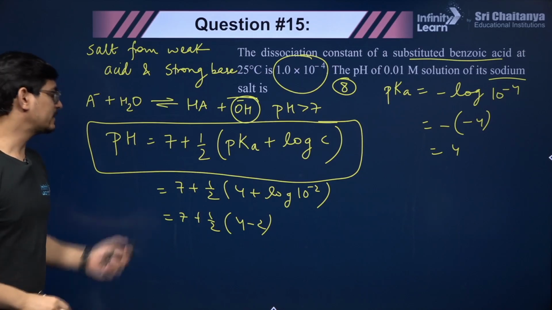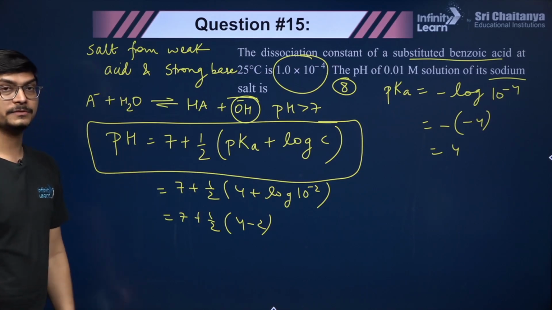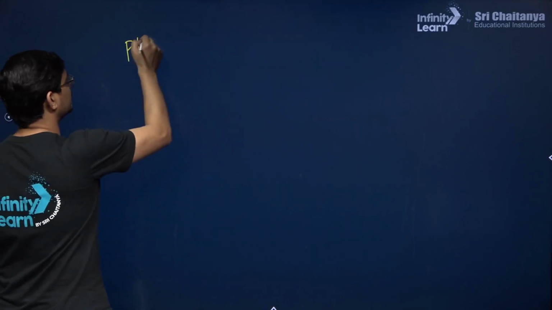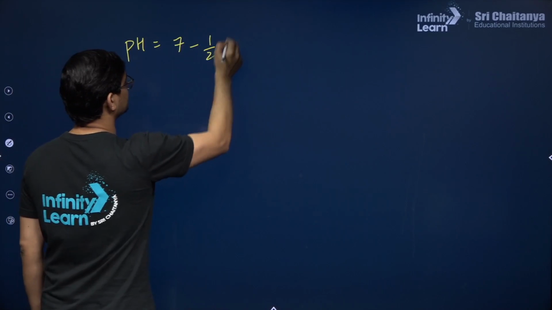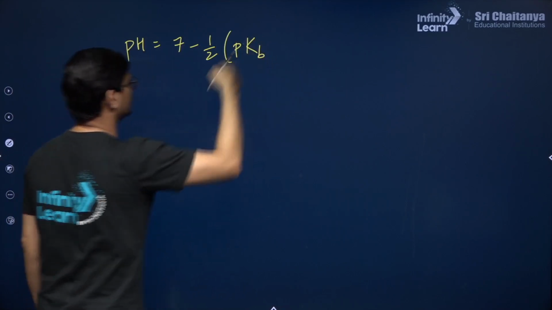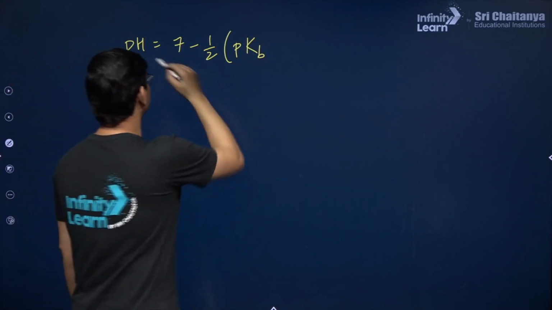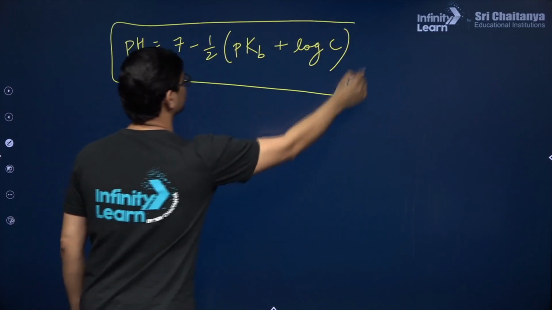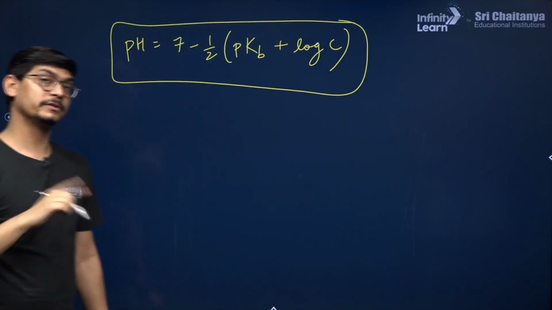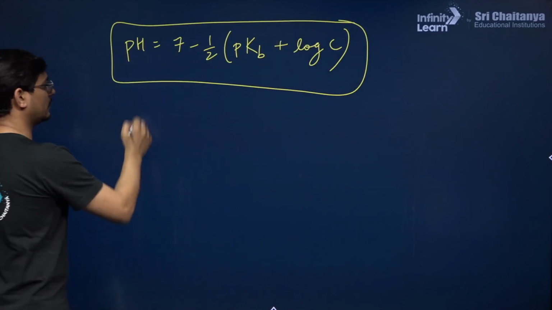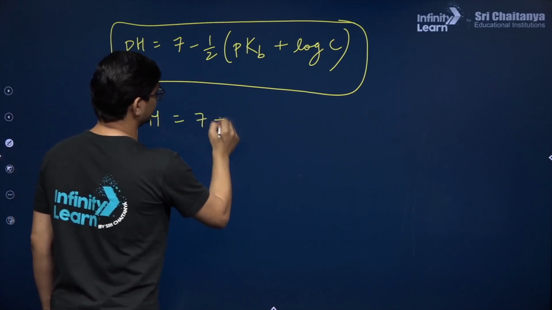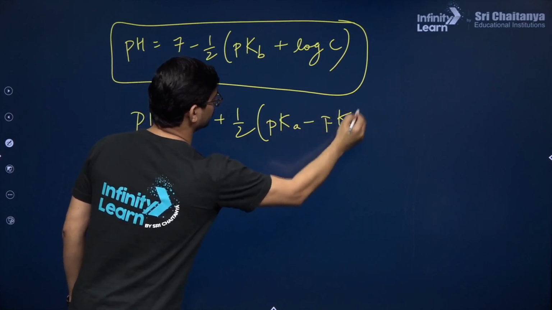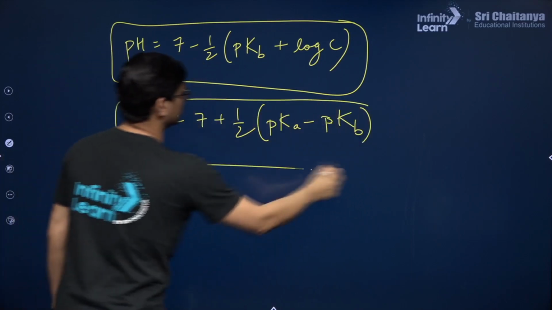Okay. Now please remember, if the salt comes from weak base and a strong acid, then what is the formula of pH? Now the pH will be less than 7. So it will be 7 minus half pKb, because the salt comes from weak base. So 7 minus half pKb minus log C. That will be the pH. And finally, if the salt comes from both weak acid and weak base, then guys, what is the formula? Then pH will be 7 plus half pKa minus pKb. That will be the formula then.